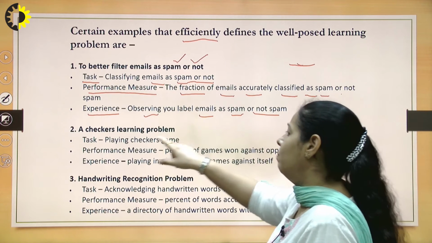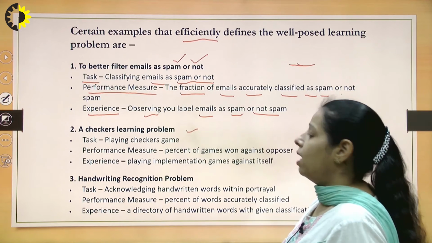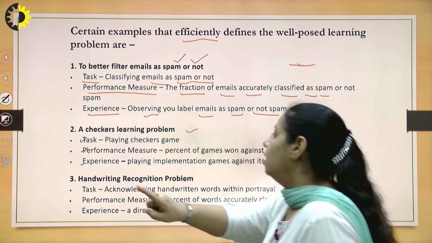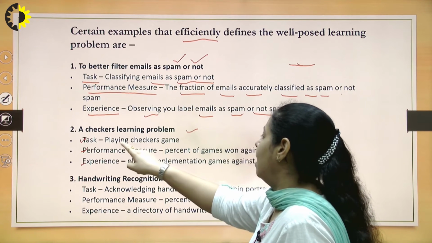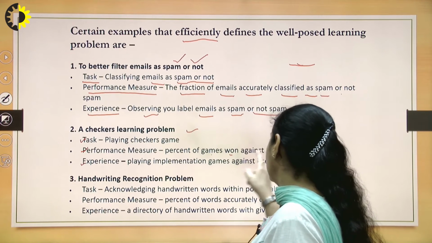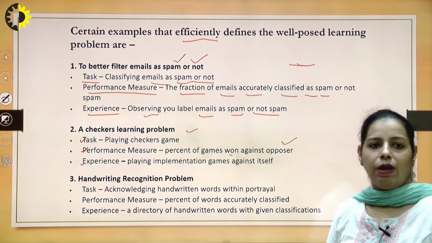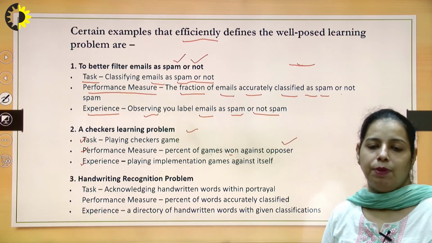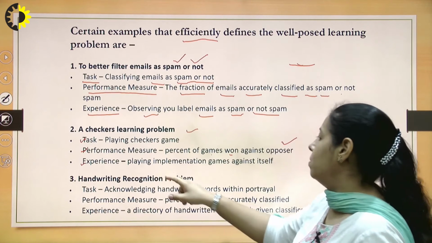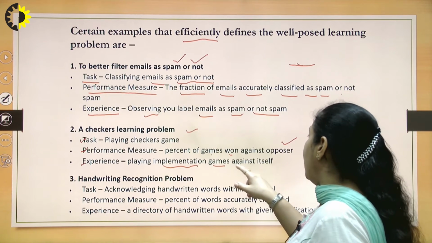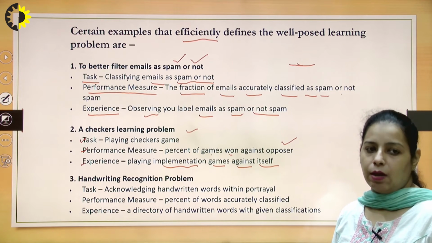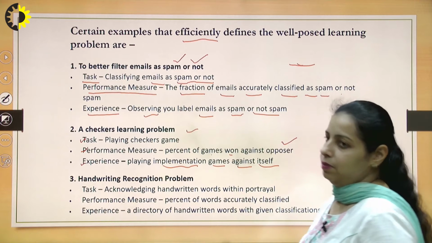If we look at another problem, a checkers learning problem, which is also a very common problem, we have three categories: task T, performance measure P, and experience E. The task T here is playing the checkers game, and the performance measure is the percentage of games won against the opponent. So what we have to calculate here is how many games have been won by the player against its opponent. And the experience which we gather from this problem is playing practice games against itself. So that is how the experience E is calculated.